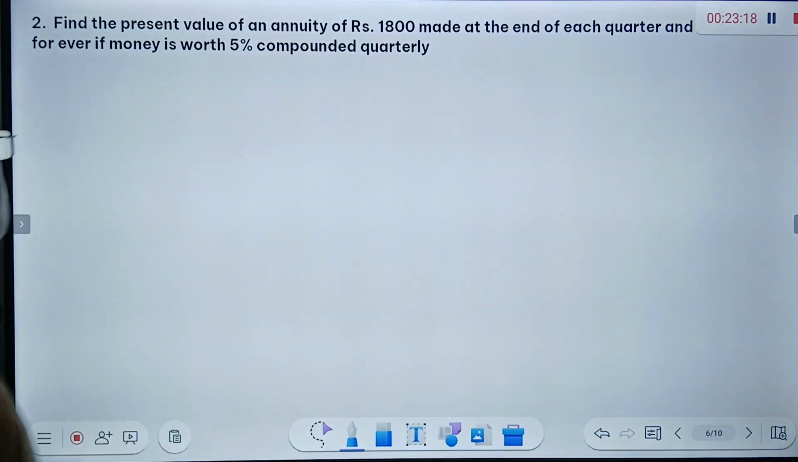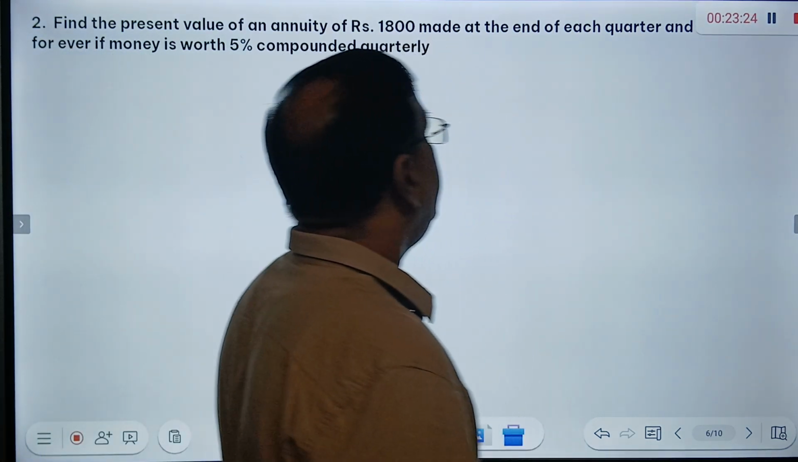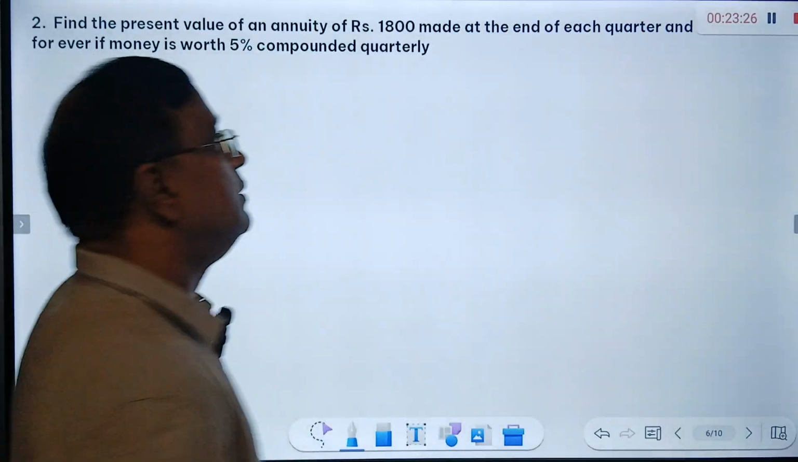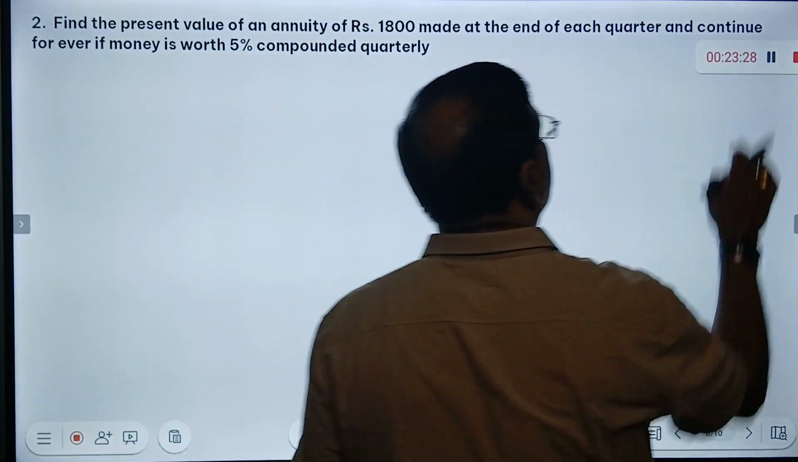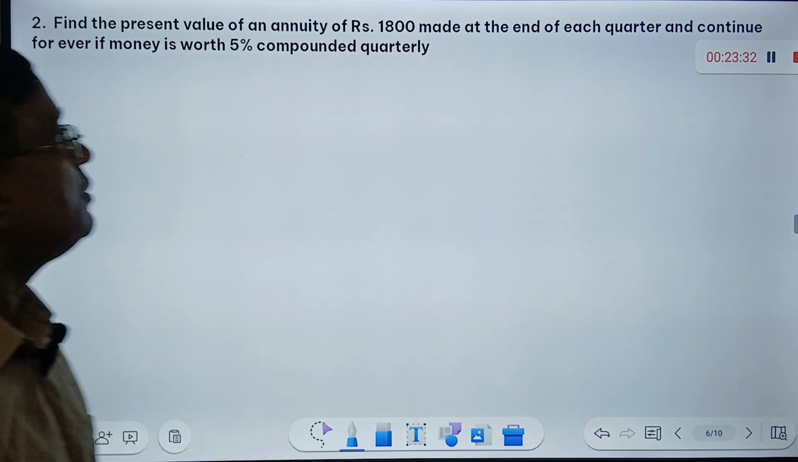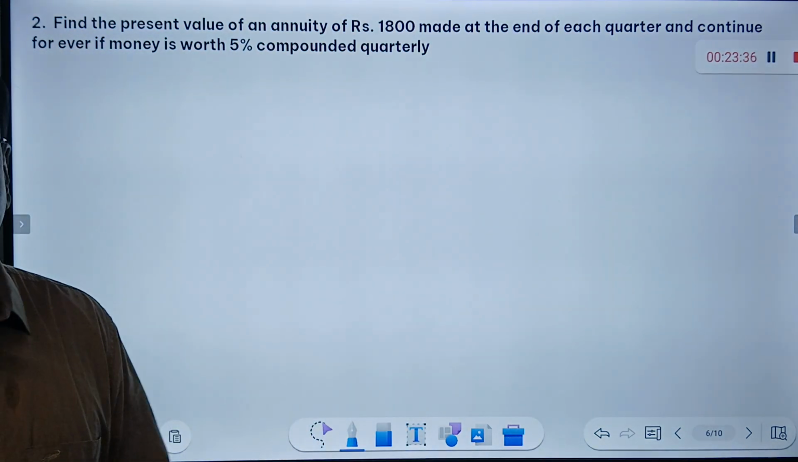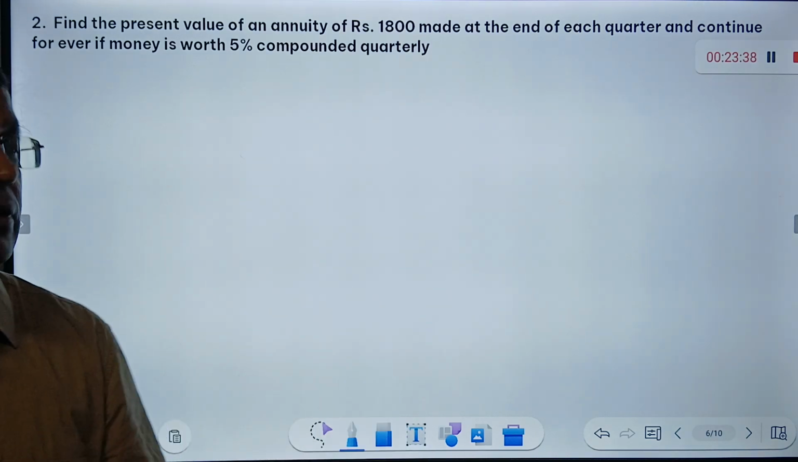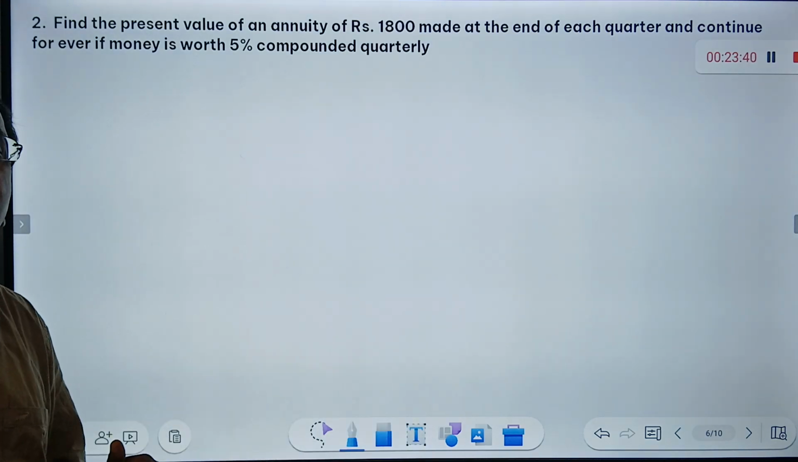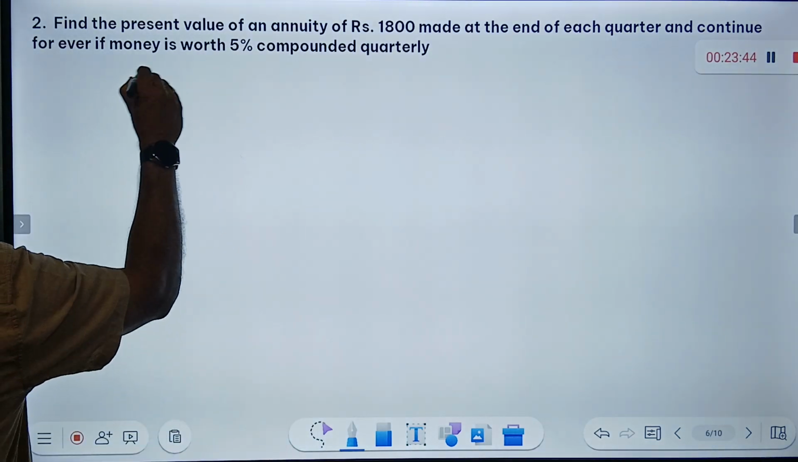Now let's go to the next one. Find the present value of an annuity of rupees 1,800 made at the end of each quarter and continue forever if the money is worth 5% compounded quarterly. Previous problem was half yearly, so I divided the interest by 2. Here it is quarterly, so the interest should be divided by 4. Very good.